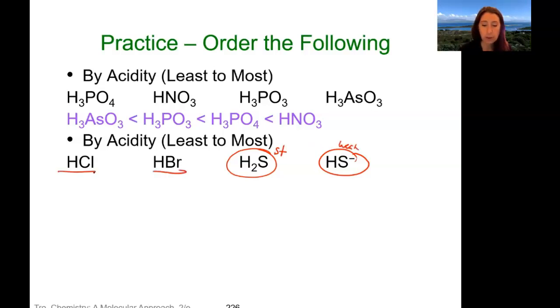We know these are both strong acids, but which one is stronger? Is HBr stronger or HCl stronger? That's my question. What do you think? HBr or HCl?